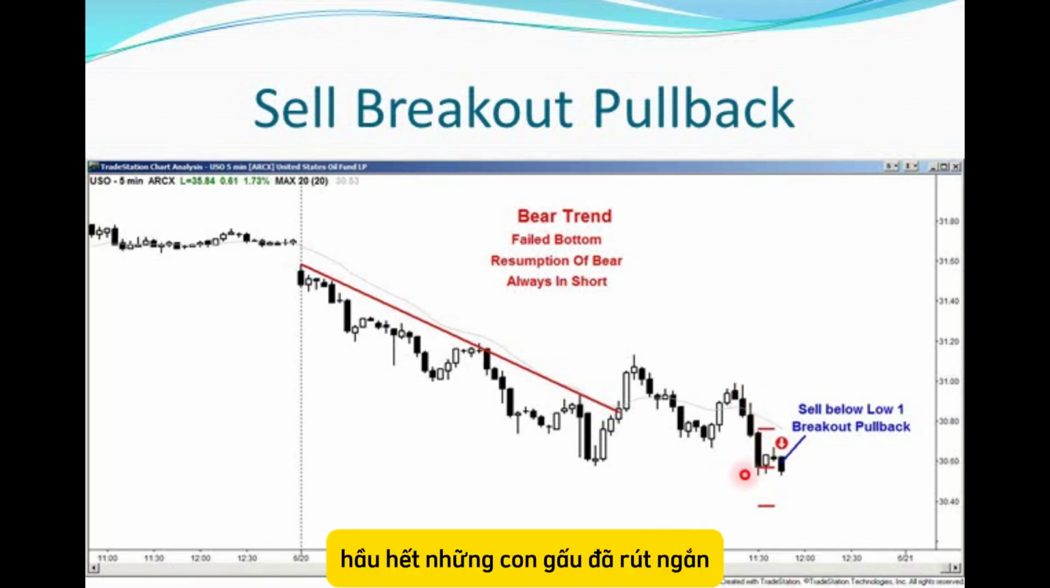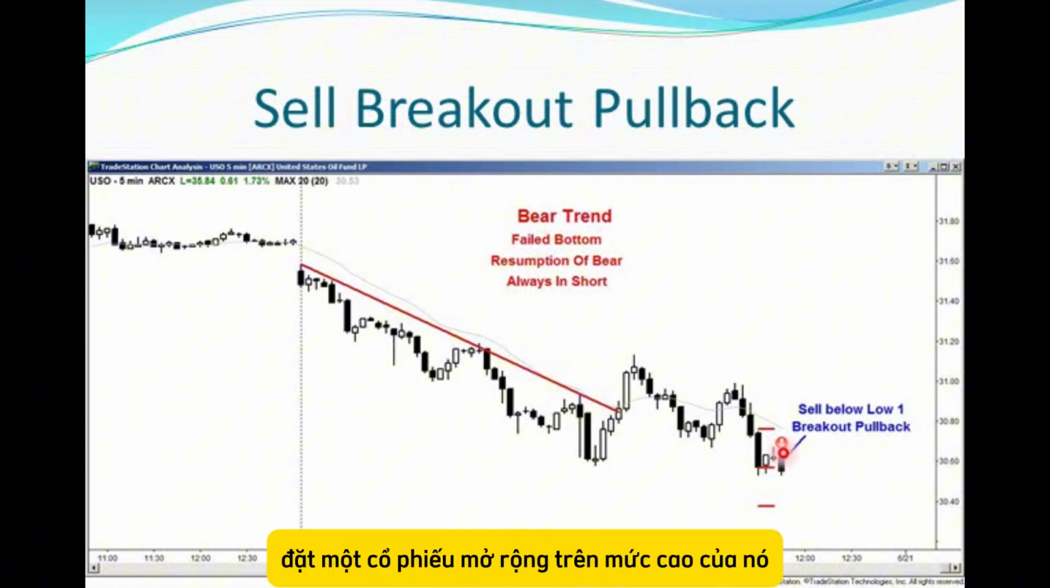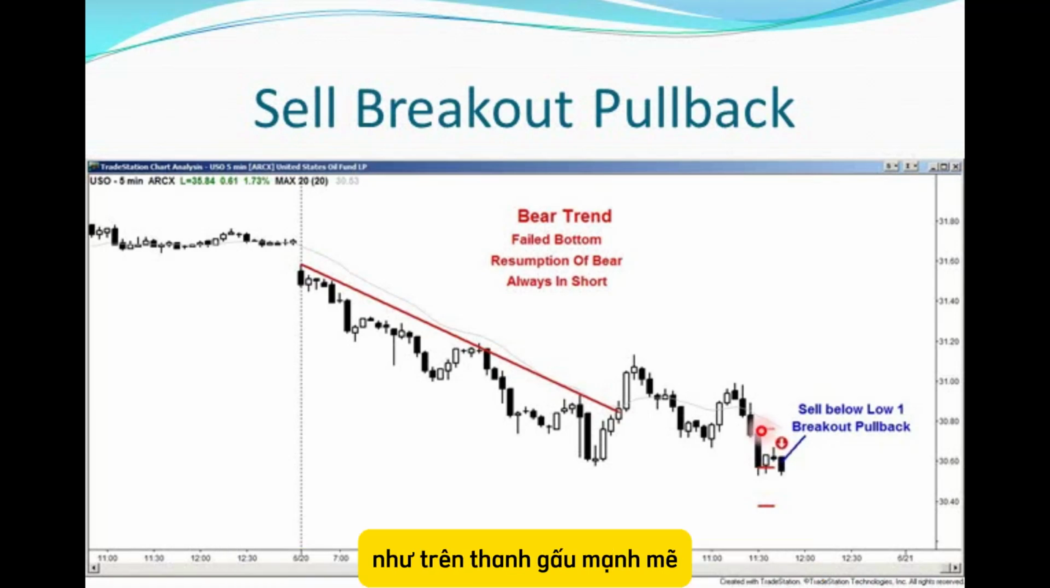Most bears who took this short, if they took it as a scalp, are not going to allow pullbacks. And after this bear bar closed and they saw it was a strong bear bar, they probably would put a scalping stop above its high. The swing bears would use a wider stop, like above this strong bear bar, or maybe above the high of the bear spike.